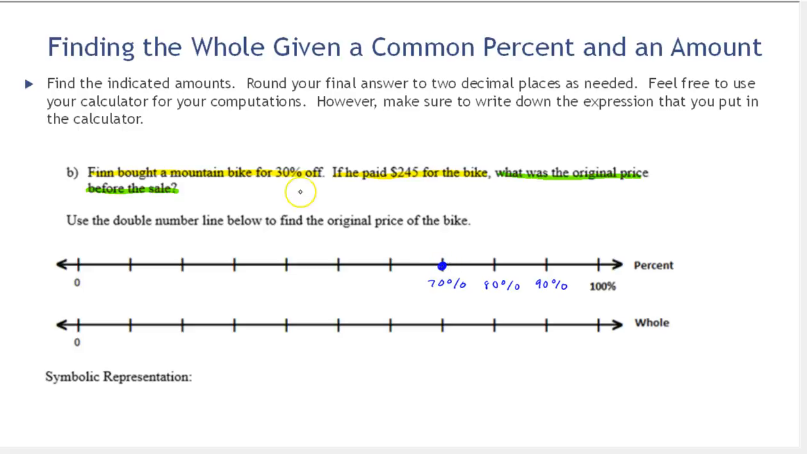So be careful with the difference between a percent off and a percent of. And we're told that he paid $245 for the bike. That was the sale price. So 70% is $245, and we want to find the original price, which would be 100% of the cost of the bike. Okay. So we're going to use the same idea that we used in the last problem. We want to know how many copies of 70%, so this is 70%, are in 100%.